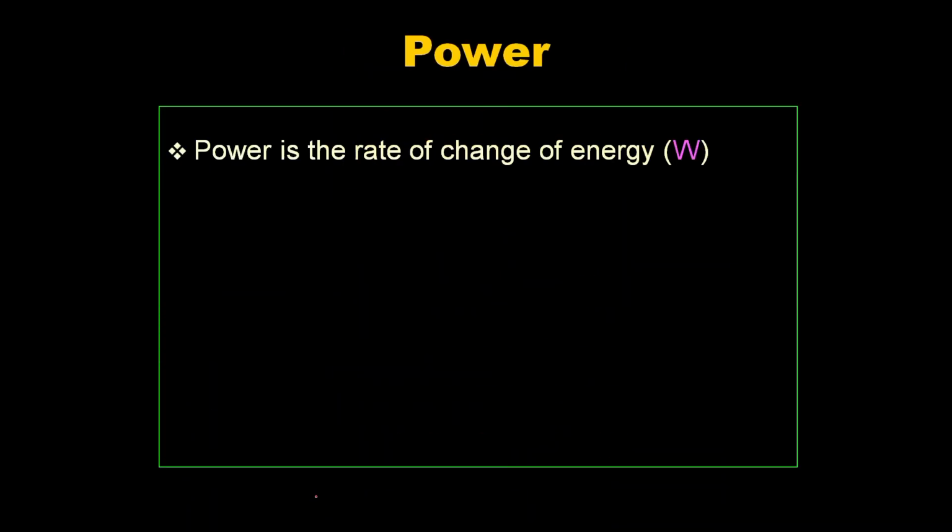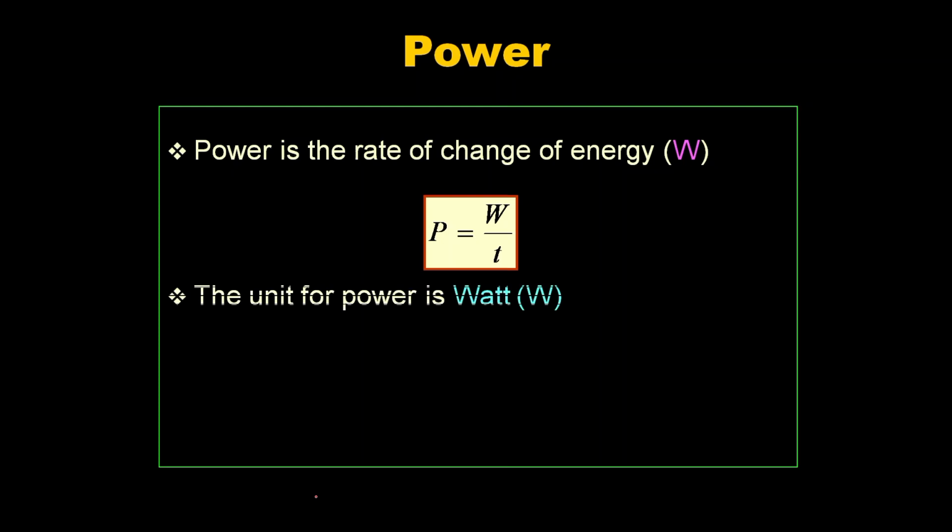Now, what is power? Power is the rate of change of energy. So the rate of change of energy is called power, and it's W by T. The unit of power is the watt. And P is equal to V times I, so voltage times current will give you power. And there are so many other forms of power also. We'll talk about it later.